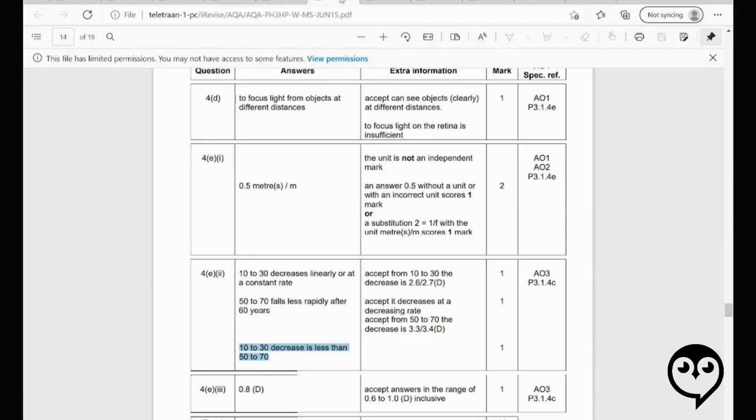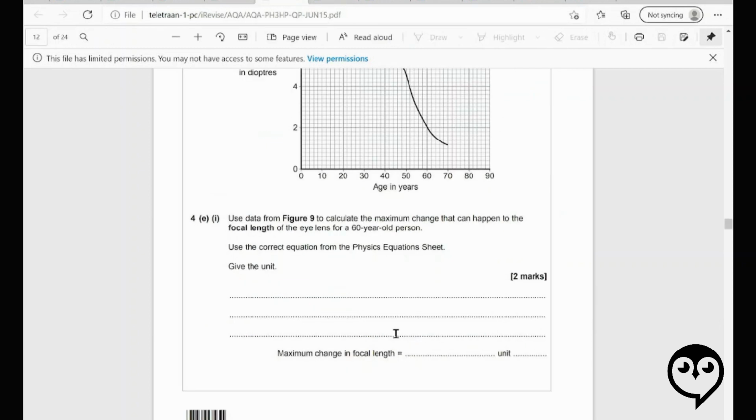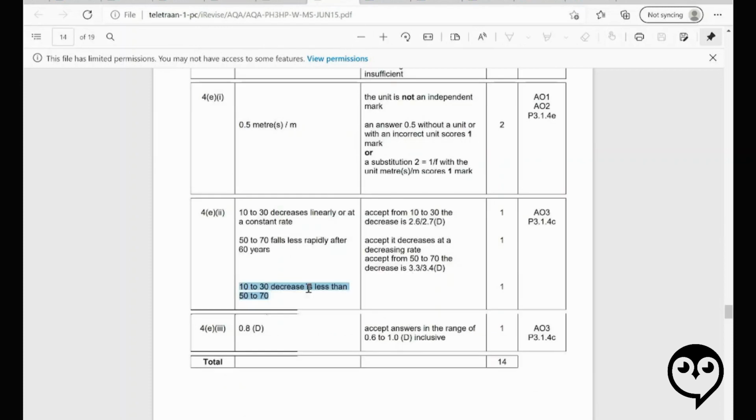That's fine. Now, this last bit, 0.8 diopters. Accept answers in the range of 0.6 to 1 diopters. Okay, so that's about what we said. I think we'd said it was going to level off here. I think I'd said to about 1. Maybe from this gradient you can go a little bit below 1, and they say 0.8 or anywhere between 0.6 to 1 diopter. So that's not bad.